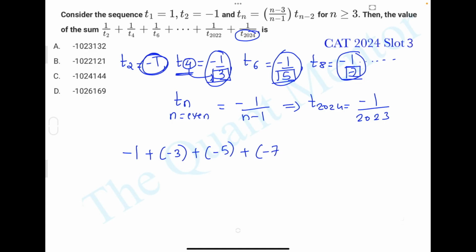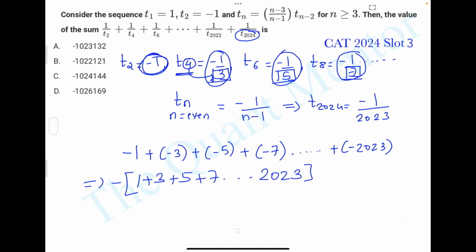Its reciprocal is minus 7. And this would go on up till the last term is 1 upon t 2024. That will be minus 2023. So what they're asking you in the question is minus sign outside 1 plus 3 plus 5 plus 7 up to 2023. You notice that this is the sum of the first n odd numbers.